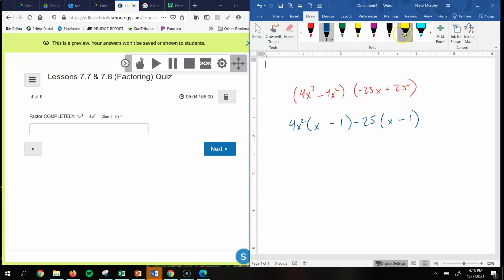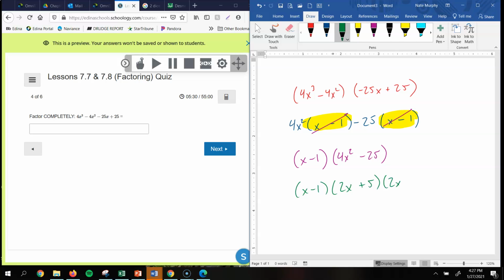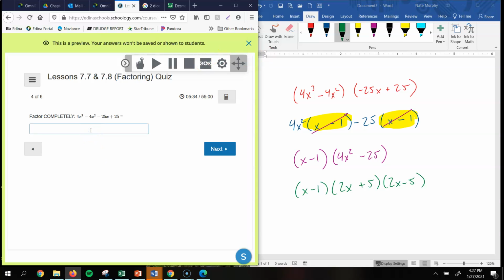All right, so now what I notice is that we have an x minus 1 and an x minus 1. So I'm going to factor out an x minus 1. So that leaves me with 4x squared minus 25. Now, if you stop there, you lost points because 4x squared minus 25, that's a difference of squares. That can be factored down further. So the x minus 1 stays, but this would be 2x plus 5 and 2x minus 5. It does not matter what order you had these in, but that would be your answer.